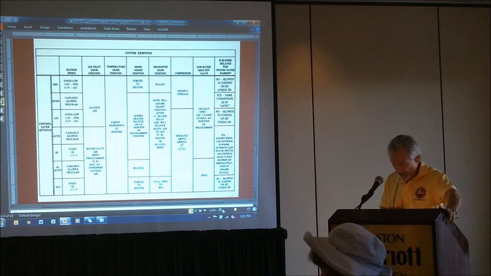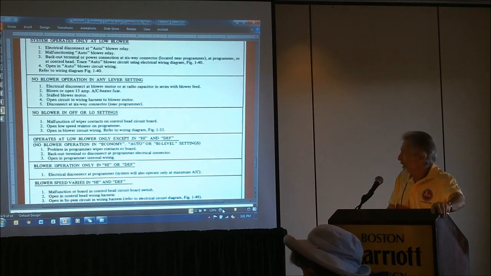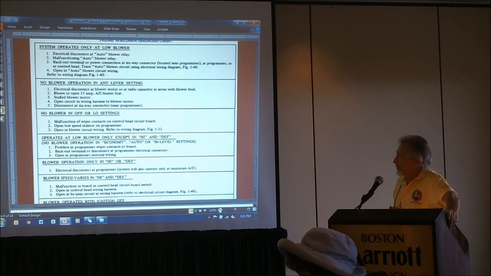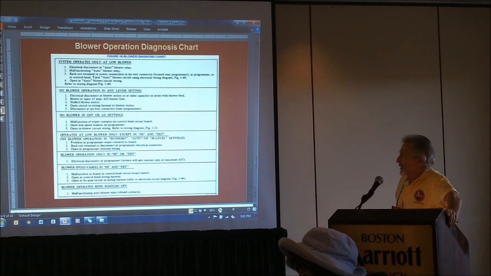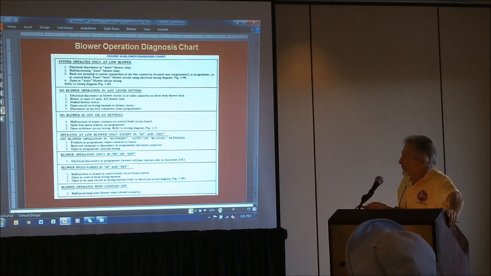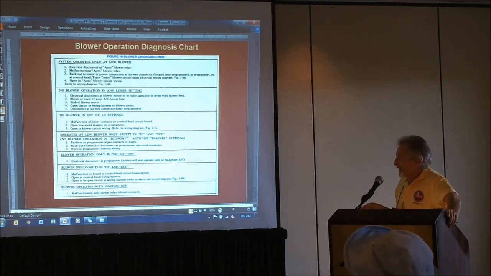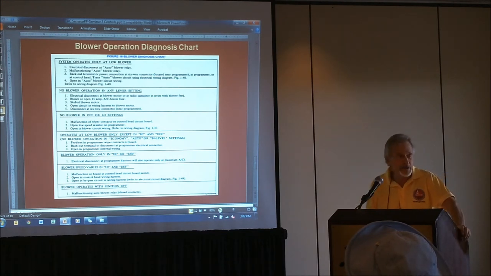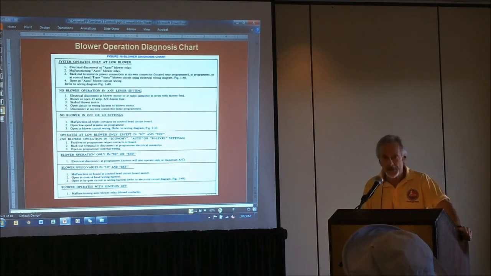We go to the next one, number nine. This is the blower system operation. If you've got no blower in off or low settings, operates at low blower, then typically your solution is one of these items. Now, again, this is for, I don't remember what year this is, this is for one specific service manual. They've all got a similar matrix in there.